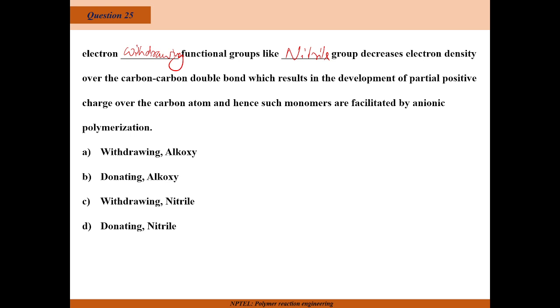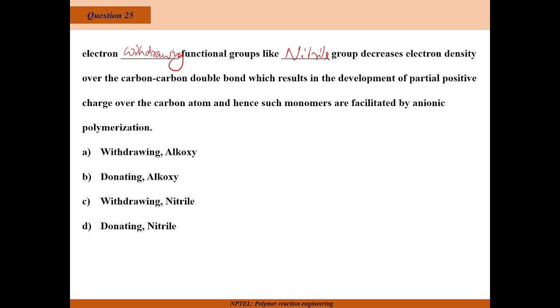I think it should be, because this was the acceptable answer for the previous one, and I have found it very logical also. But exactly that part I don't know. Okay, fine. That particular explanation part I may not be able to give, but the first part of the question is very much logical. Since the electron density is decreasing, it should be a withdrawing group.